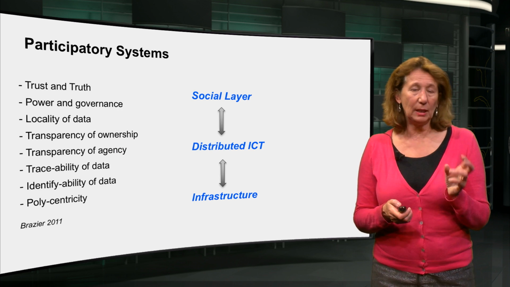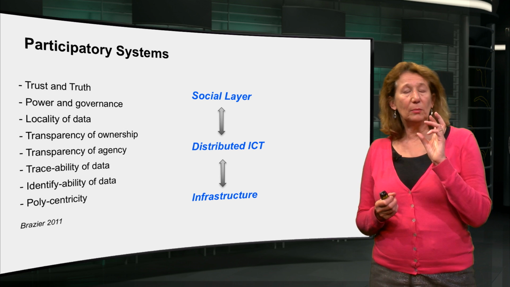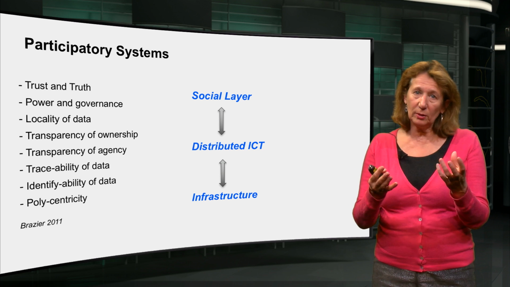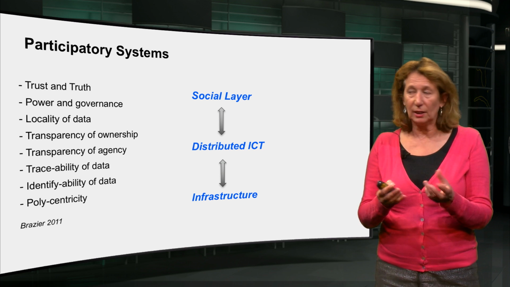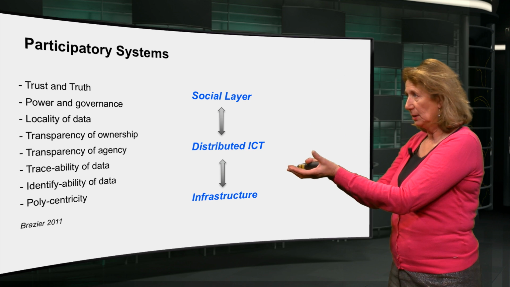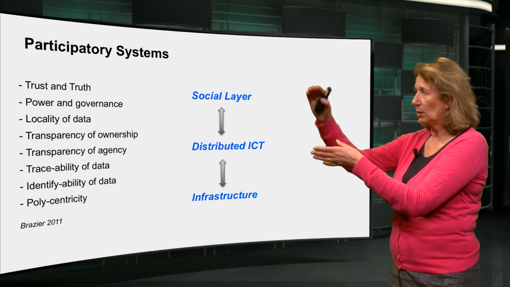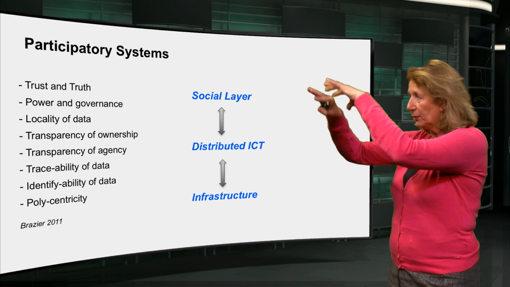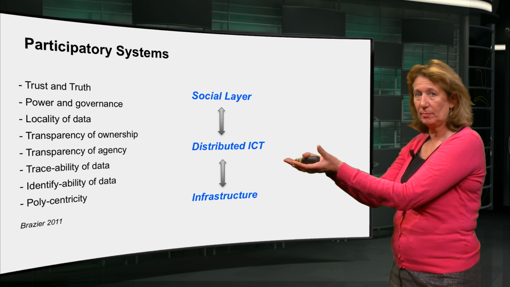When we do so, you have to realize that we design a participatory system. It's the social layer, the distributed ICT, and the infrastructure. And all three layers are one system. You cannot only design social or only distributed ICT or only infrastructure. You have to design the whole thing at once.